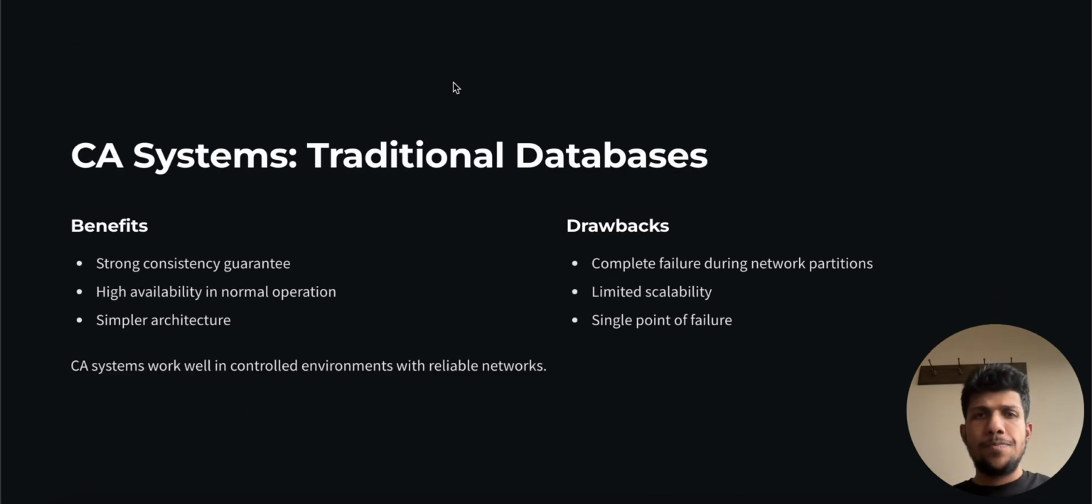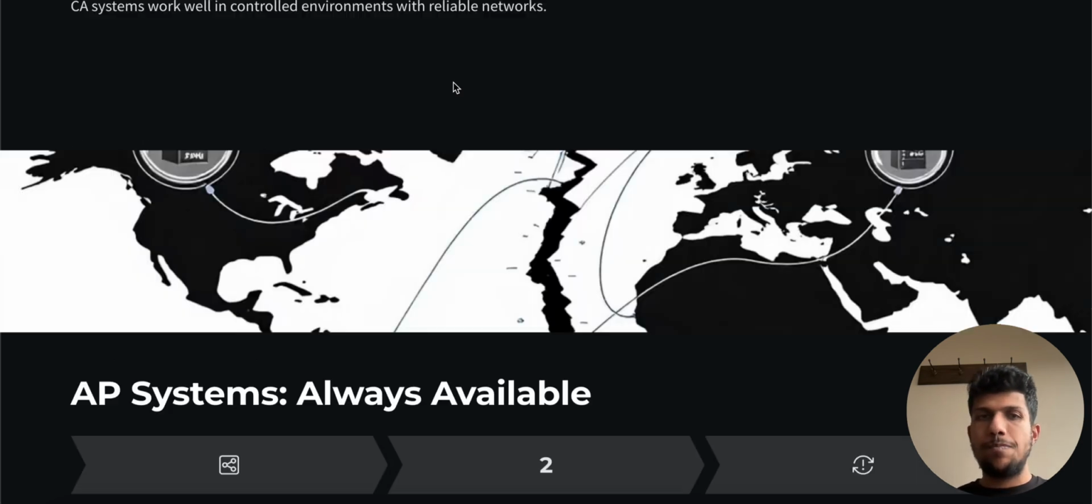Moving on. The CA system is the old system. It has benefits like strong consistency, availability, and a simple architecture. But during a partition or network failure, the system completely fails. It has limited scalability; it cannot be scaled for a large number of users if the website grows. And it has a single point of failure. The current modern distributed systems avoid all these things. So currently, CA systems are outdated.